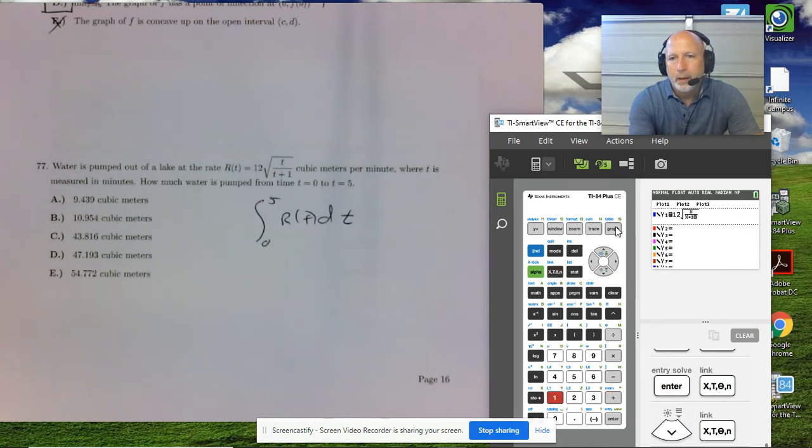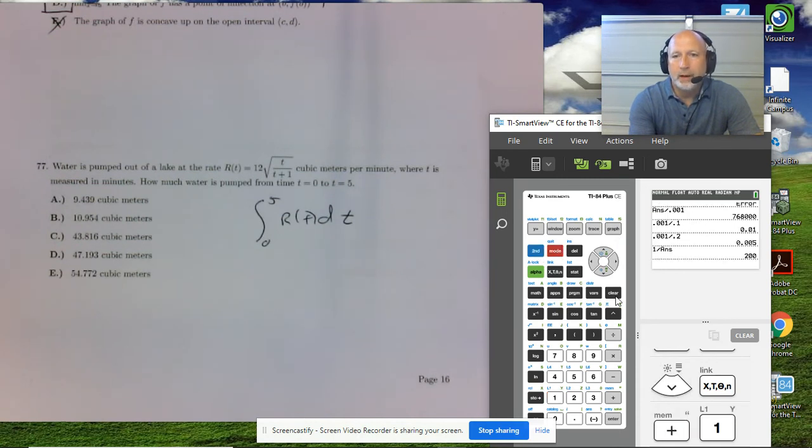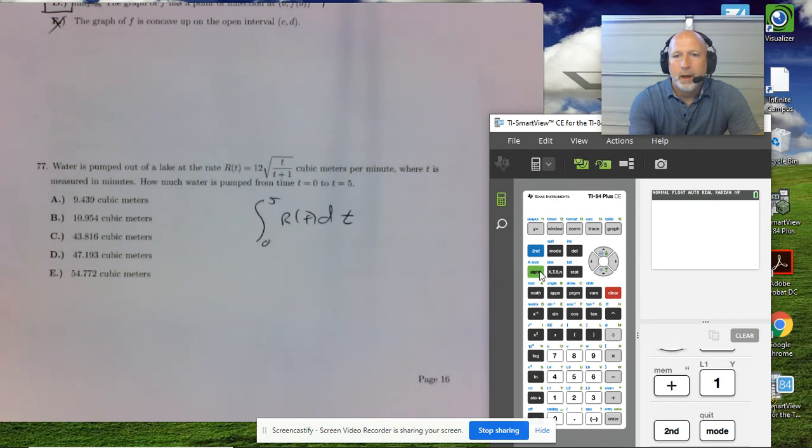Okay. And then I get out of there. So the equation is now in there. So I'm going to go back to the main screen now. Just clear out everything that I have. I'm going to do the integral.